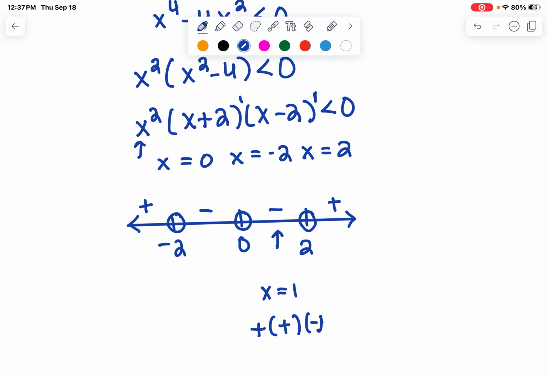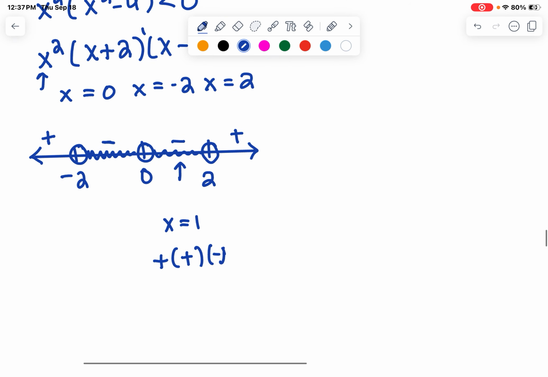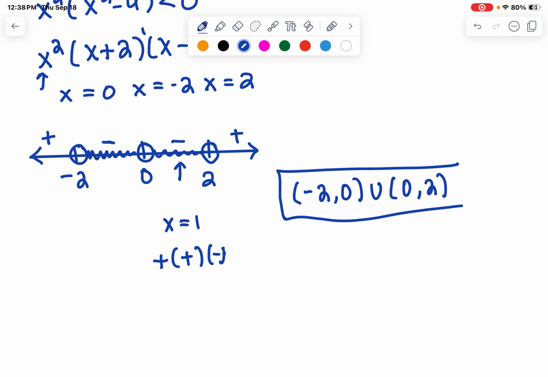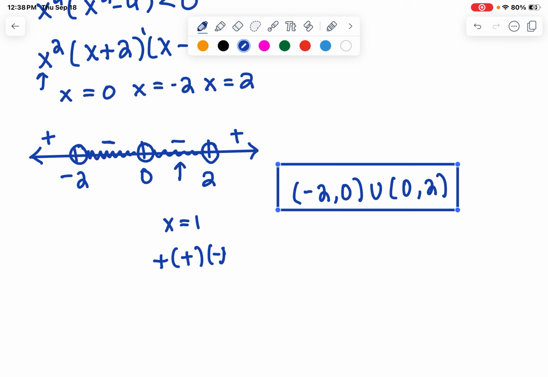Now look at your inequality and see what you need. You need less than 0, so your negative solutions. So these and these. All right, so let's write our solution set in interval notation. So those are all solutions in between negative 2 and 0, not including negative 2 or 0. Union, all solutions in between 0 and 2, not including either 0 nor 2. Okay?